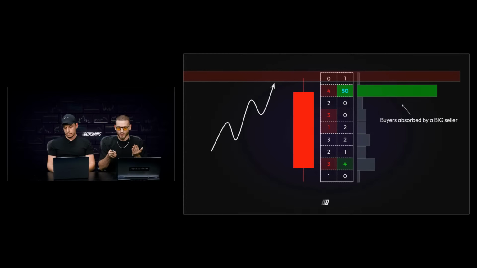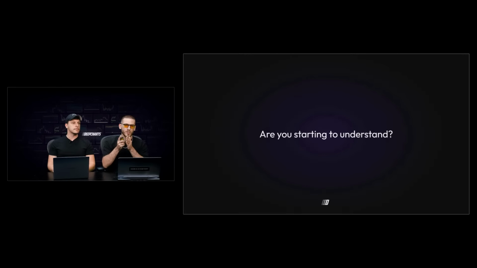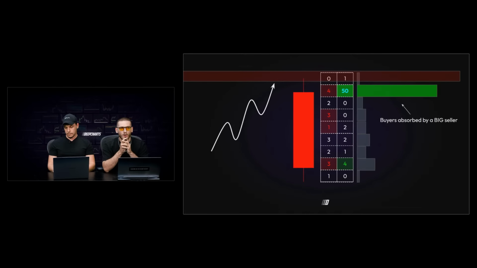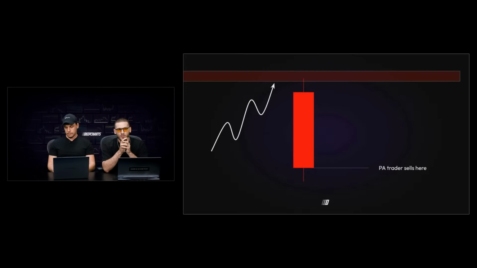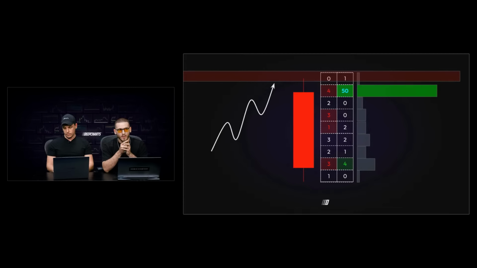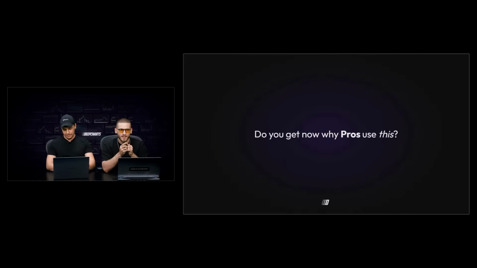Okay? Are you starting to understand? So, where a price action trader would have to wait to trade, you could sell here. And that's a timing advantage, because you can see before price action traders can realize that sellers are already dominating the markets. Are you starting to understand? Do you get now why pros use this?